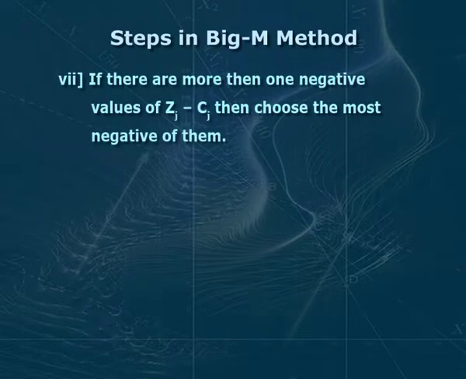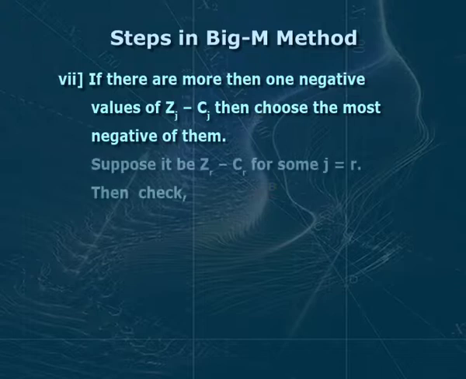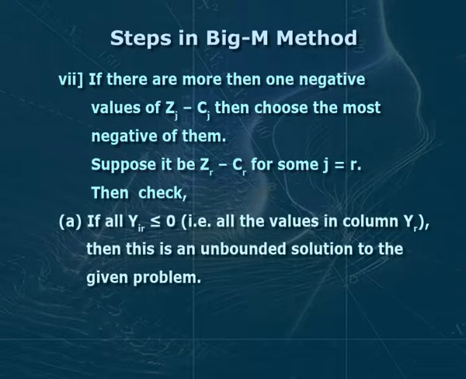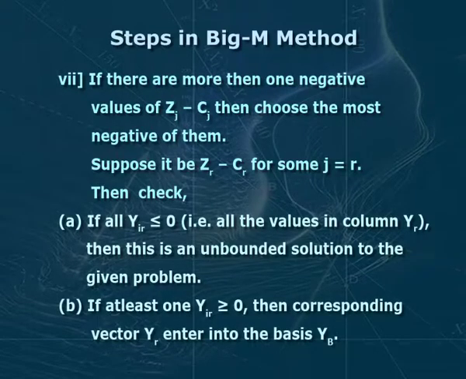Step 7. If there is more than one negative value of Zj minus Cj, then choose the most negative of them. Suppose it be Zr minus Cr for some j equals r. Then check A. If all yir are less than or equal to 0, that means all the values in the column yr are less than or equal to 0, then there is an unbounded solution to the given problem. B. If at least one yir is greater than 0, then the corresponding vector yr enters the basis Yb.